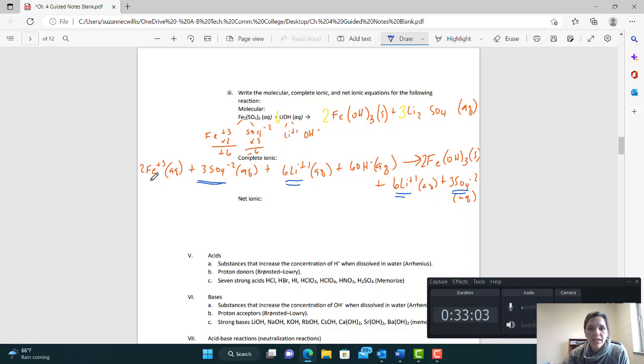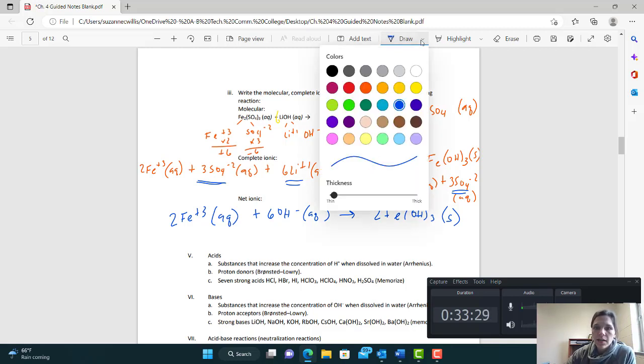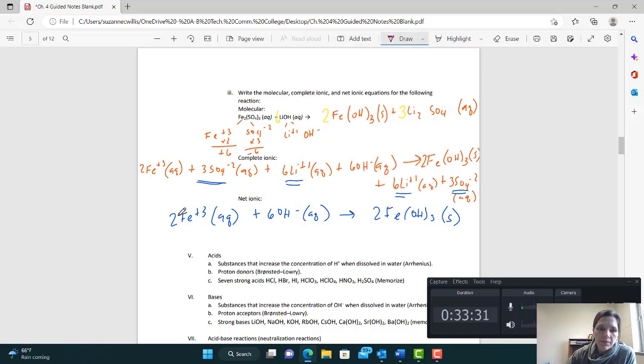So what's left is the active players, right? So the net ionic says 2 Fe plus 3s. They actually did something. Plus 6 hydroxides. They actually did something. To form 2 FeOH3. And then you think, can we simplify it? Remember, we just want to double check the coefficients. The coefficients can be simplified because 2, 6, and 2. So a 1, a 3, and a 1. And then that's where we are.